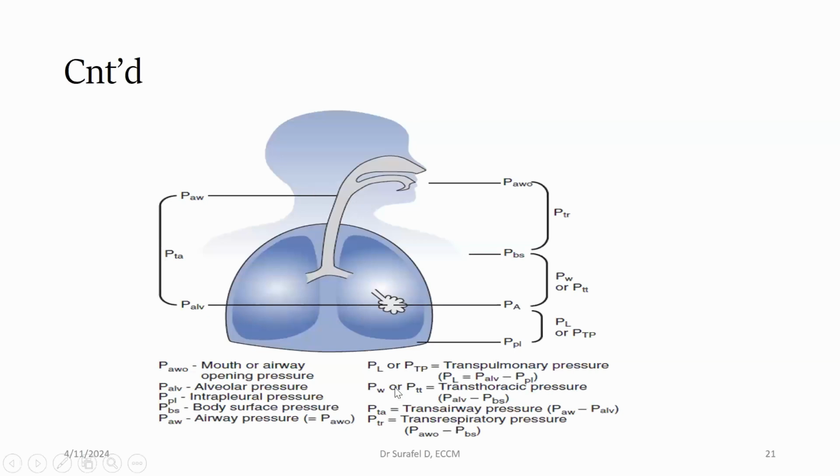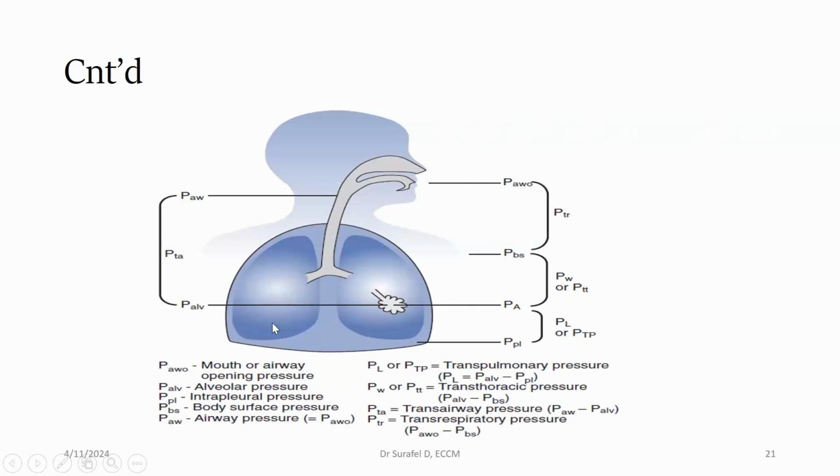So I would like to talk about these 4 important pressures before we go to the mechanical ventilator. The first is AWO, which means airway opening pressure. If I set the pressure on the machine as, for example, 60 centimeters of water, the airway opening pressure, or the pressure I'm applying at the opening of the mouth, will be 60.